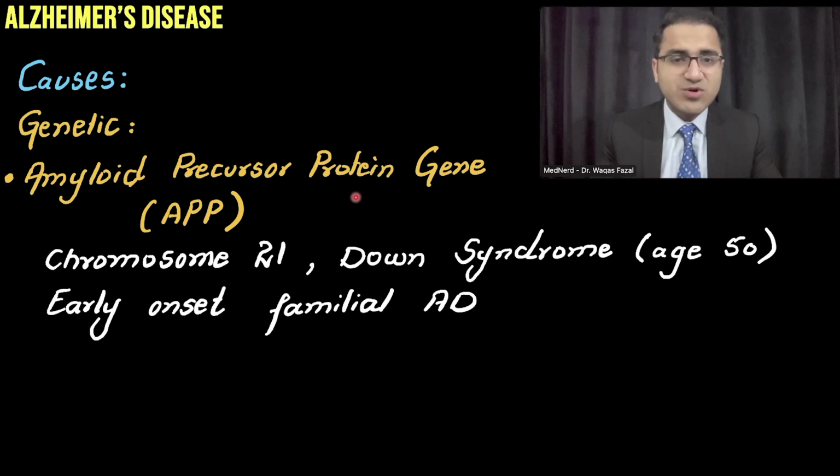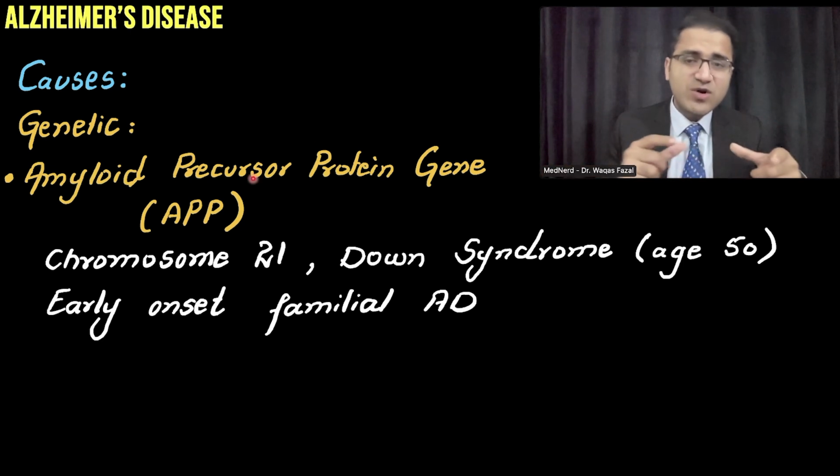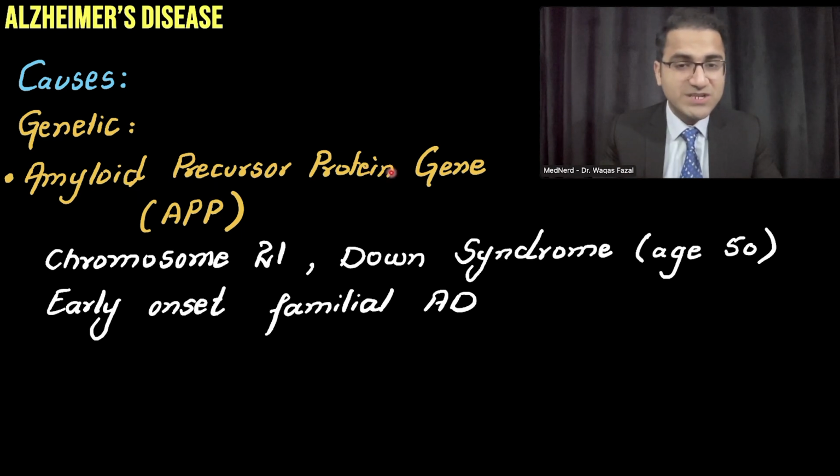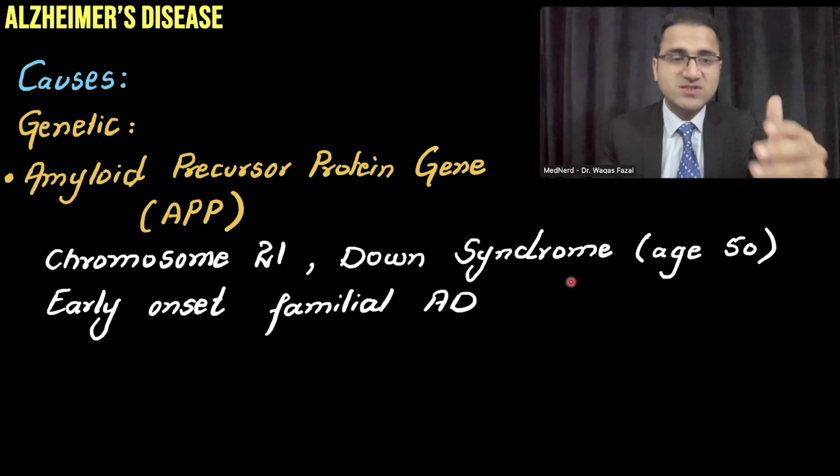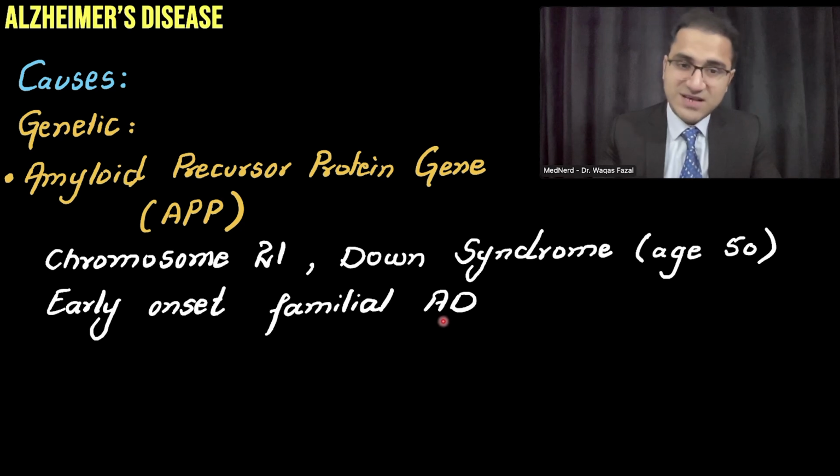How does the amyloid precursor protein gene affect and cause Alzheimer's disease? We are going to talk about that, but for now remember that the amyloid precursor protein gene is present on chromosome 21, and there is trisomy of chromosome 21 in Down syndrome. Therefore, Down syndrome patients are most commonly affected by Alzheimer's disease, with early onset dementia around age 50. They start developing Alzheimer's symptoms because they have three copies of chromosome 21. Therefore, there is increased chance of this gene mutation. They have early onset familial Alzheimer's dementia. These patients will have family members who developed dementia, and this gene is responsible for causing Alzheimer's disease.